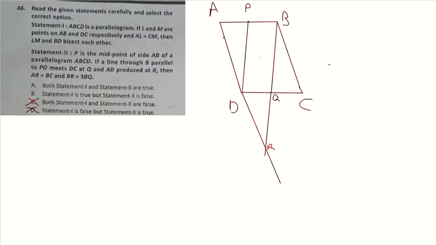Now, this is a parallelogram ABCD. So we know that AD is equal to BC, and obviously DR is not 0 centimeter because BQ is not a diagonal of the parallelogram, so that means AD has to be produced, and so therefore AR cannot be equal to BC, because AD is equal to BC, and AD plus this cannot be equal to BC unless this is 0, which it is not. So this statement is false, and so the answer is option B. Statement 1 is true but statement 2 is false.